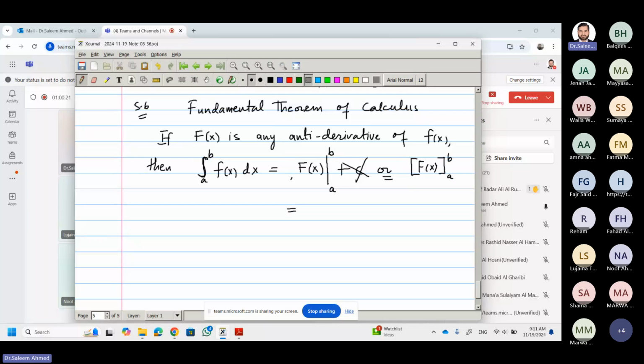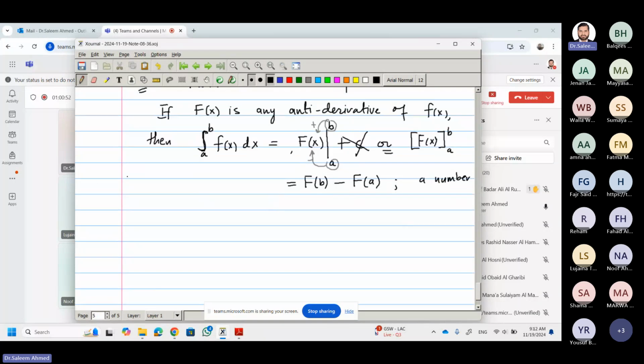It means first put the value B for X and then put the value A for X. And this is plus and this is minus. It means you have to put B first and then minus put A for X. And this is a number. You see, the answer is a number. That's what I claimed, right? That's why it gives you the area.